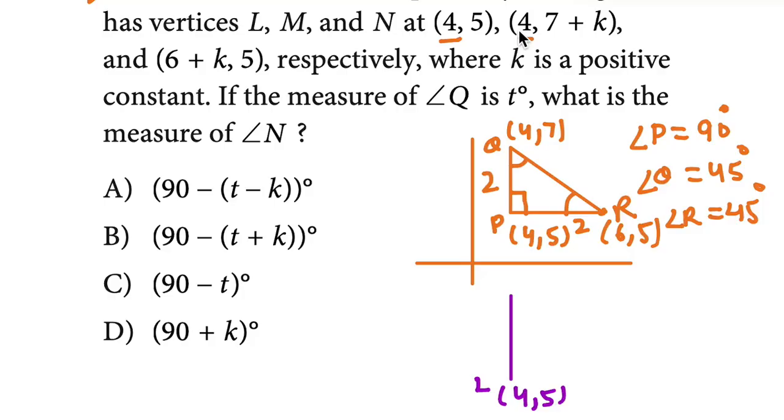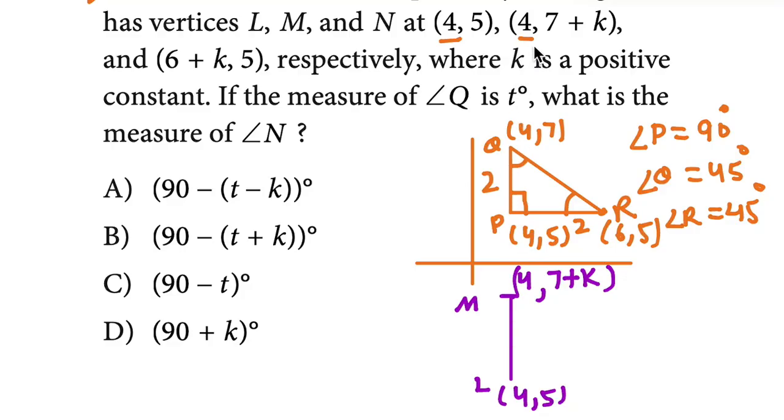And again in M, this 4 is the same, and it is 7 plus k, and k is positive. So that means M should be above L because it is 5 and it is 7 plus k. So 4 and 7 plus k. So again, because the x coordinate is the same, it's going to be a line parallel to the y-axis.